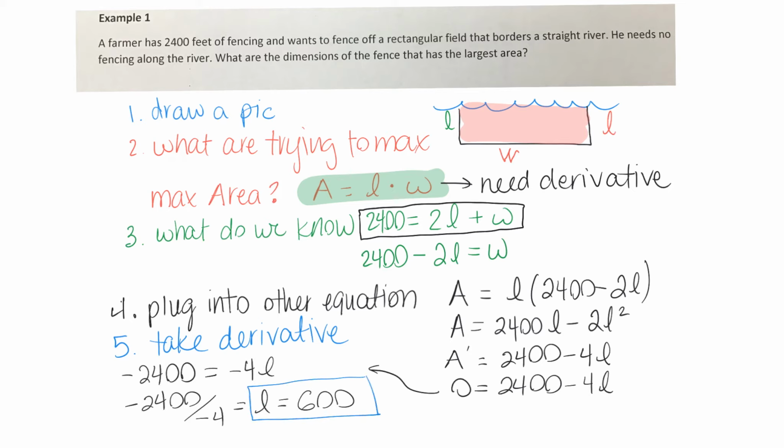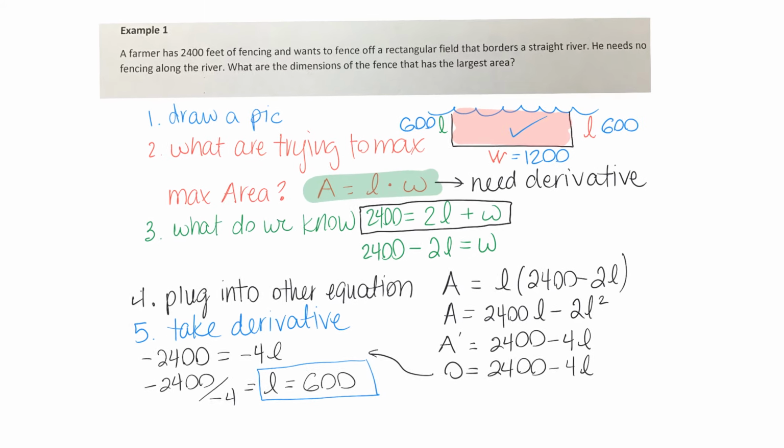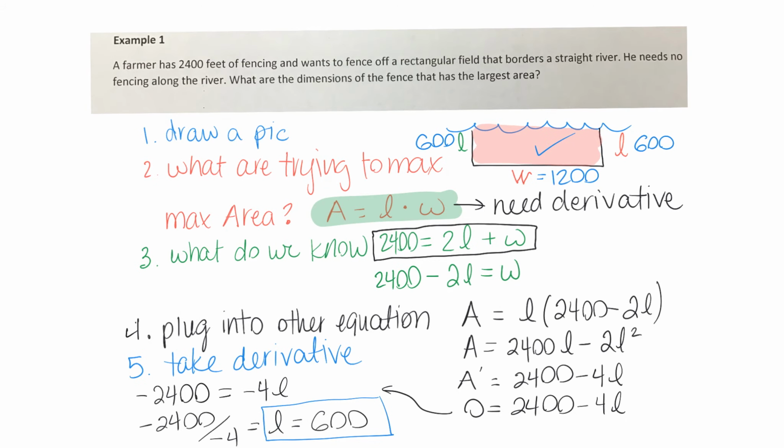So that means that if I come back up here to my picture, my lengths have to both be 600, right? And if my lengths are 600, 600 plus 600 is 1200, then what does my width have to be if my total is 2400? This has to be 1200. And boom, there's my dimensions. Those dimensions will give me the absolute greatest area.